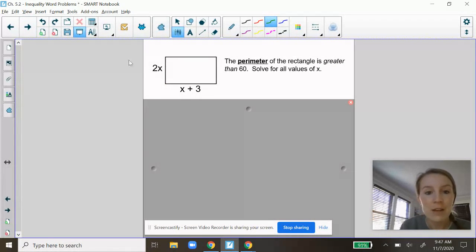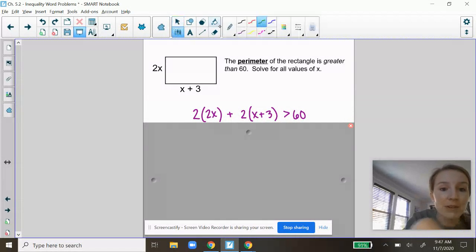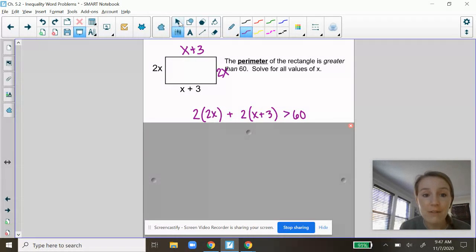All right, you're back. So the difference here was that here we're finding something that's greater than 60. So we're going to set up our inequality statement. We have two sides that are valued at 2x. Right? Remember, this will also be 2x over here. And then I have two sides that are valued at x plus 3. And I want all of that to be greater than 60.